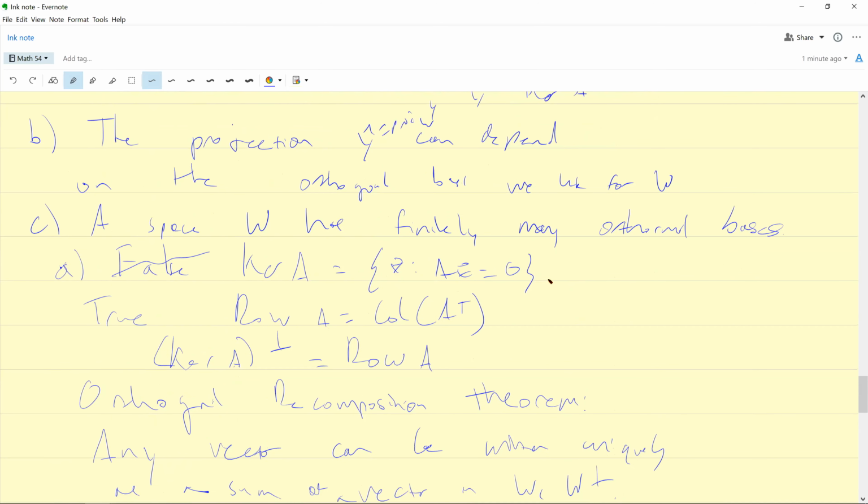Then last one, the space W has finitely many orthonormal bases. Is that true or false?